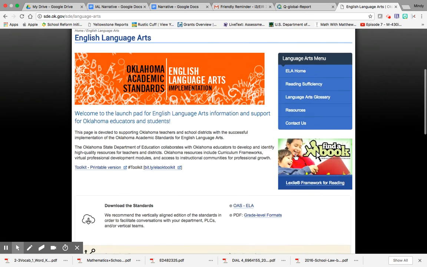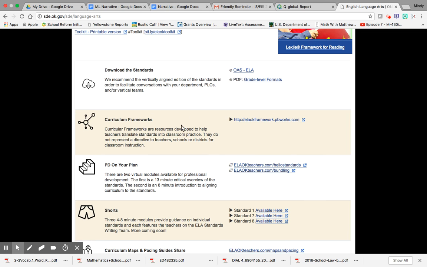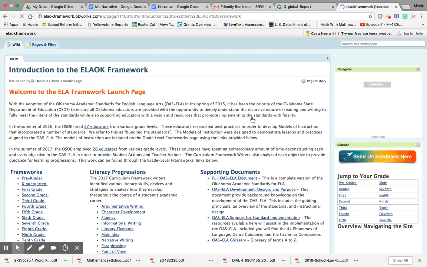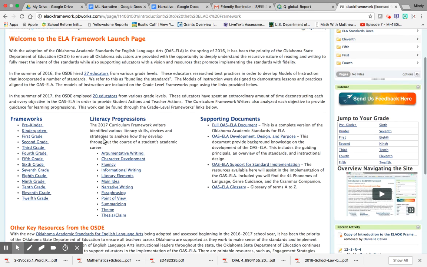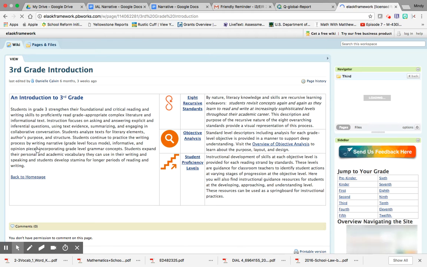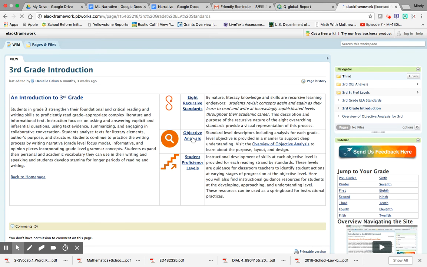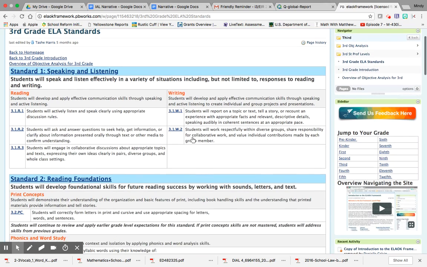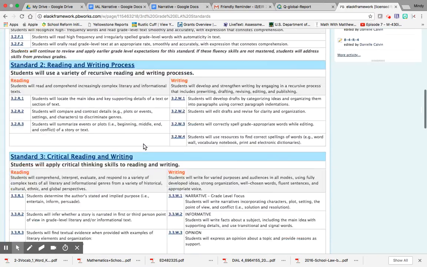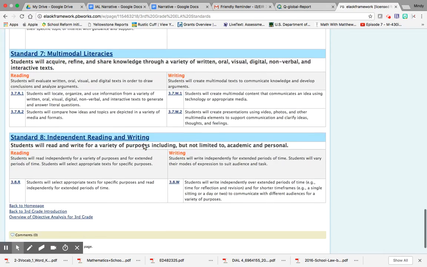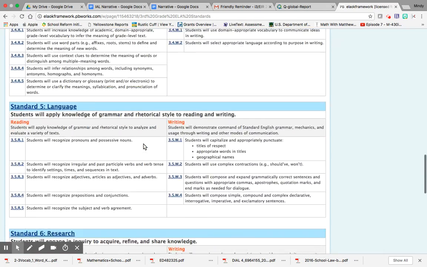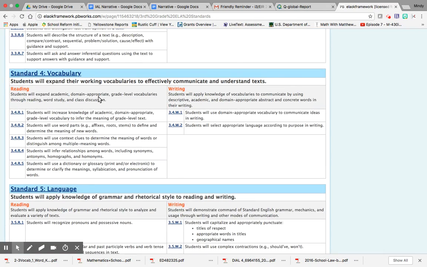In language arts, I go to the curriculum framework. What I like that they have here is, and I'm going to use third grade both times just because it's kind of in the middle, so they have an objective analysis first. So it tells you, here's what they'll do under these objectives. And literacy only has these 8 objectives. And then you have your standards within that.